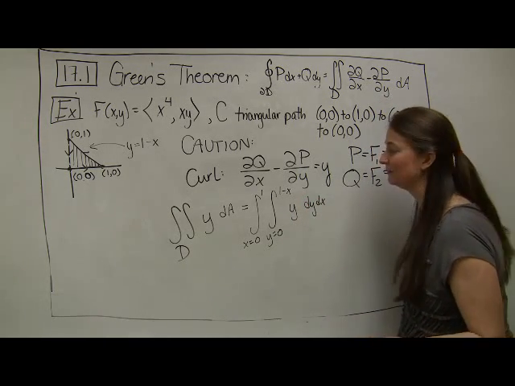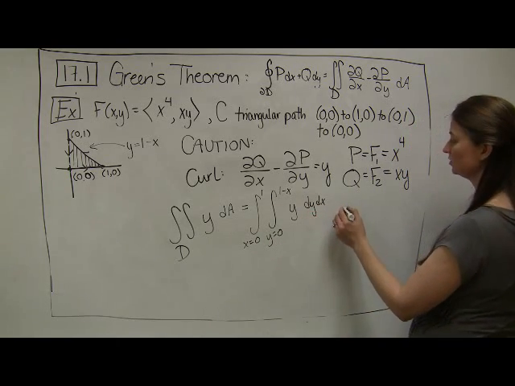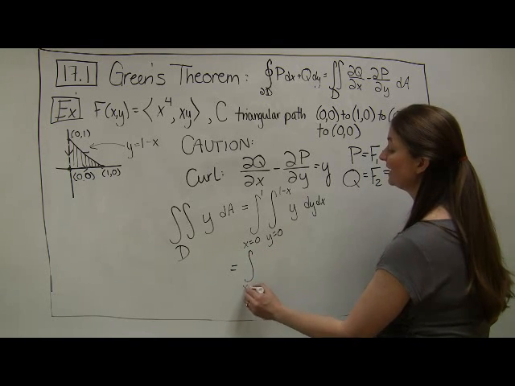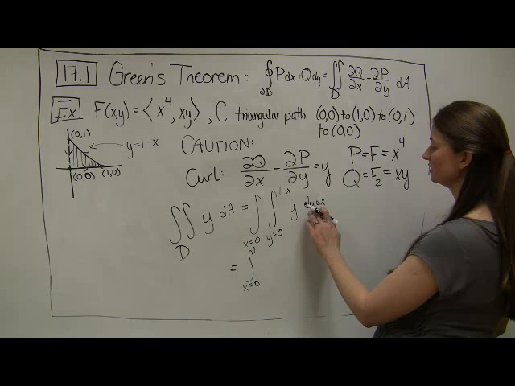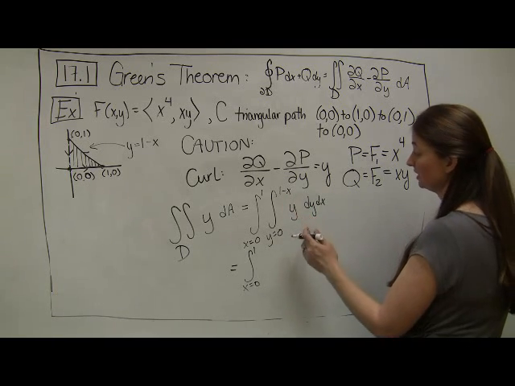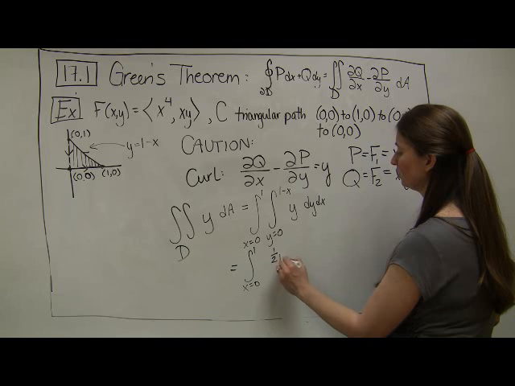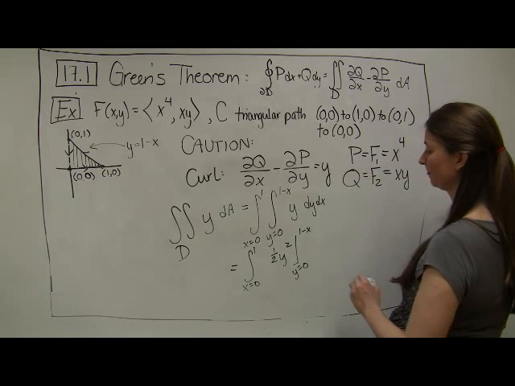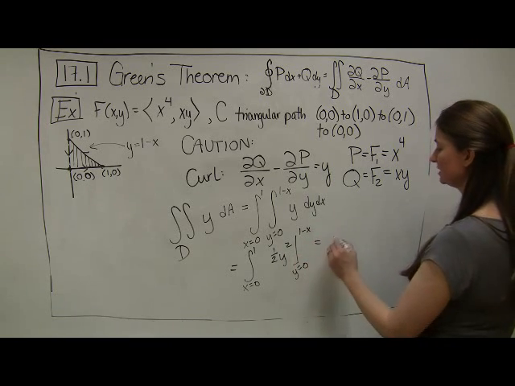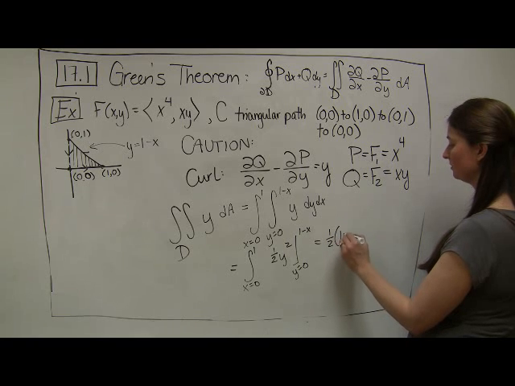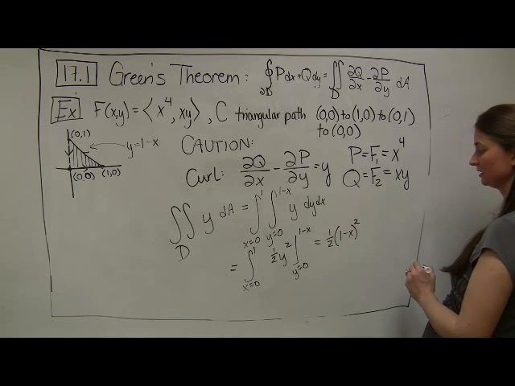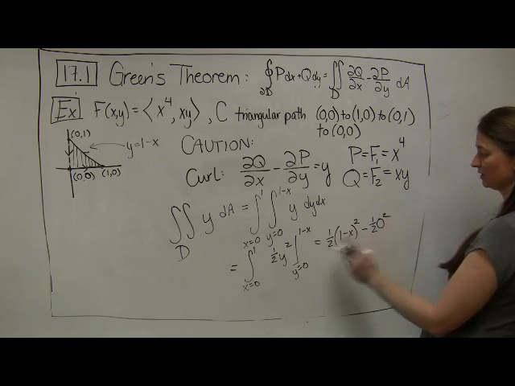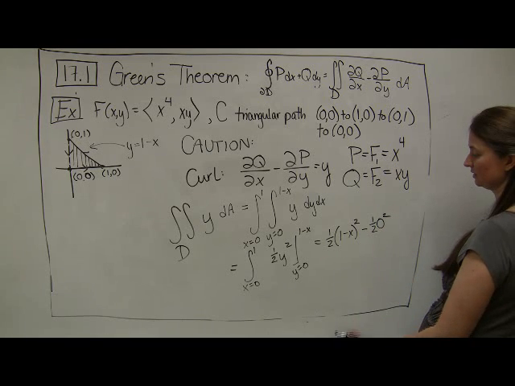And this is old school. I mean, we can do this. There's nothing new or crazy about this. I'm going to take my integral with respect to y first. So treating y as the variable, there's no x here. I end up with 1/2 y squared evaluated from y equals 0 to 1 minus x. I plug in those bounds and I get 1/2 of (1 minus x) squared minus 1/2 of 0 squared. My lower bound is 0. That just becomes 0.